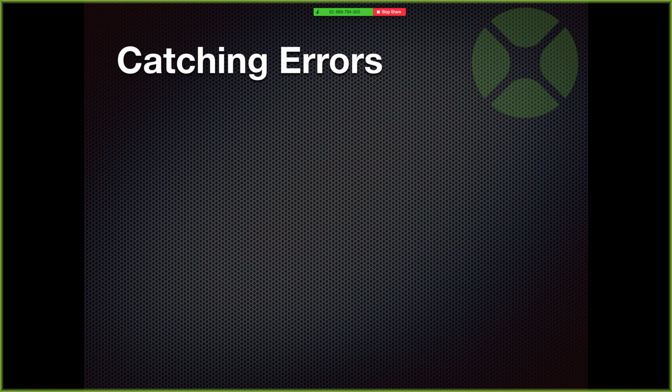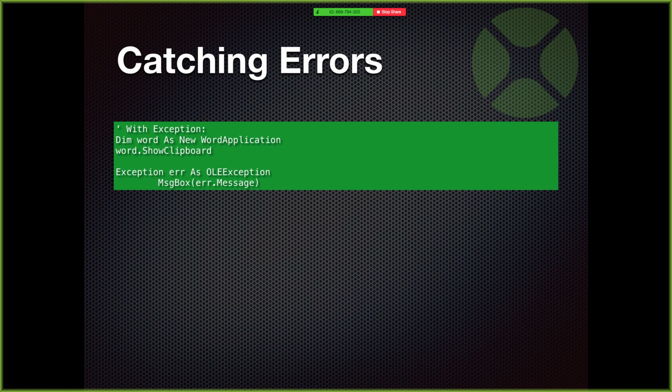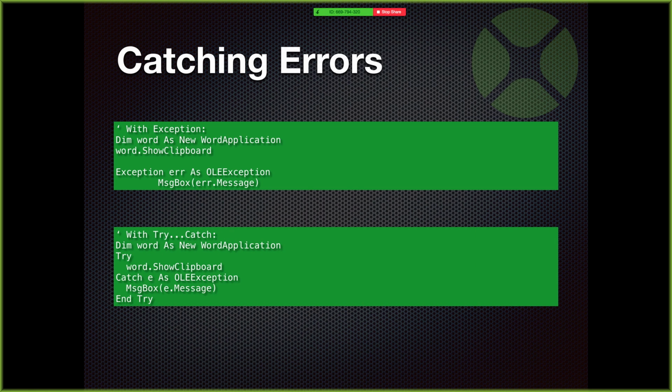And lastly, catching errors in Xojo is pretty straightforward. You're just going to be catching the OLE exception. And you can do that, of course, using the exception keyword, which is essentially one block for the entire method, and the exception would be at the end of the method. Or you can use try catch, which would probably be the better way to go. And then you can wrap individual blocks of code in their own exception handlers and check for exceptions that way.